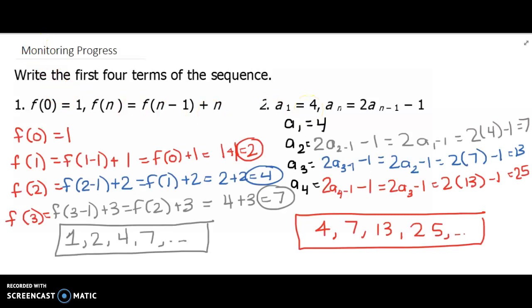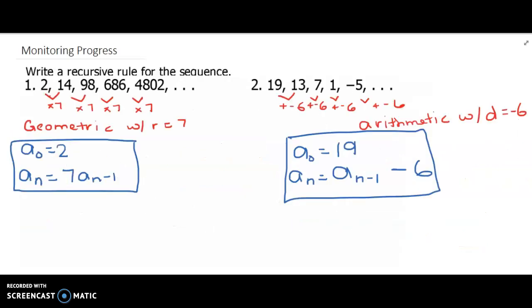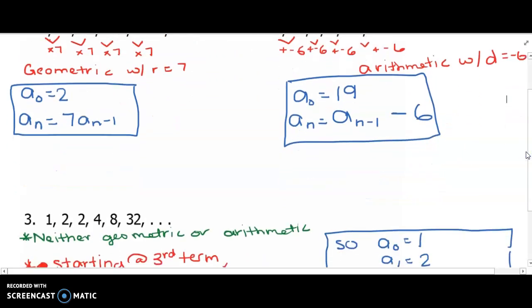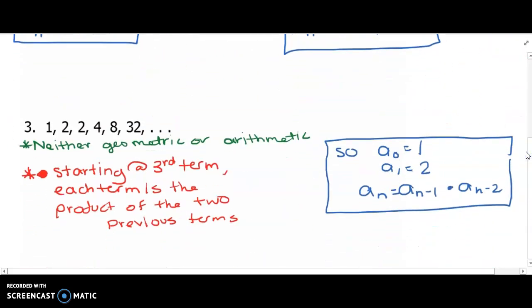All right, so here's what I got on the first set of monitoring progress. Here's what you should have gotten on the top part. And if I scroll down, here's what you should have gotten on the bottom.